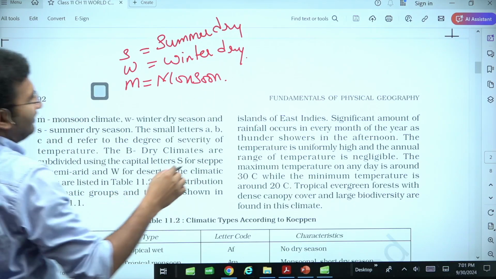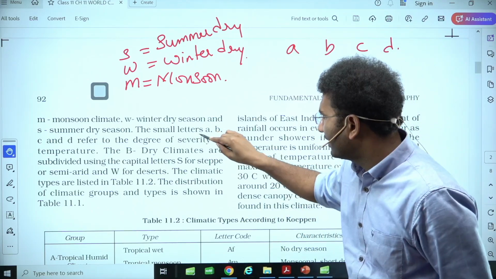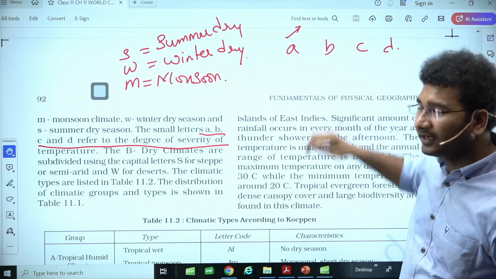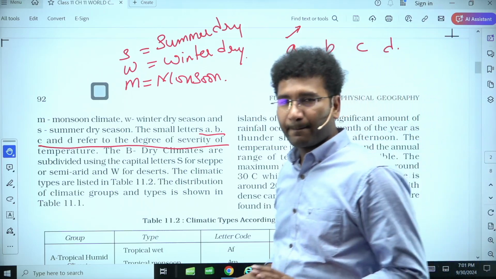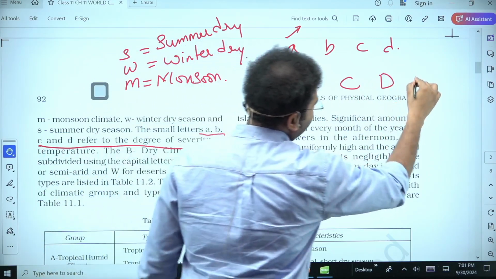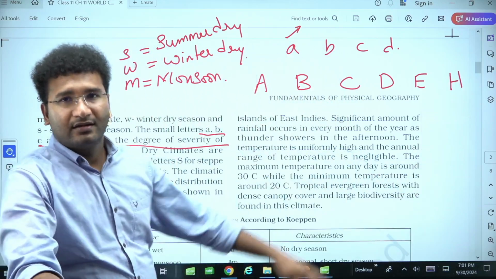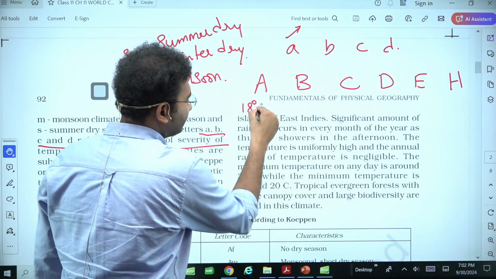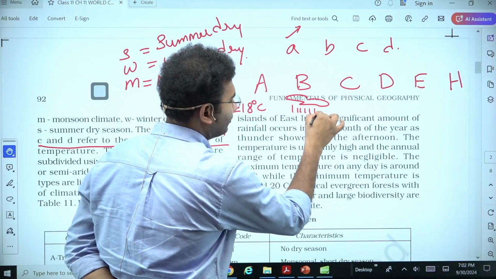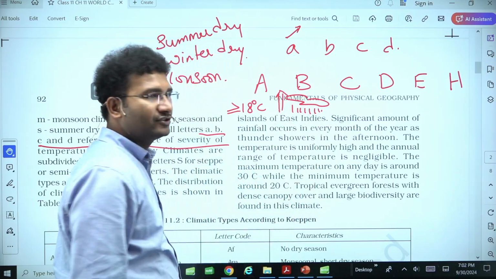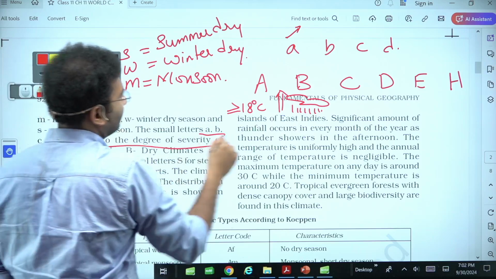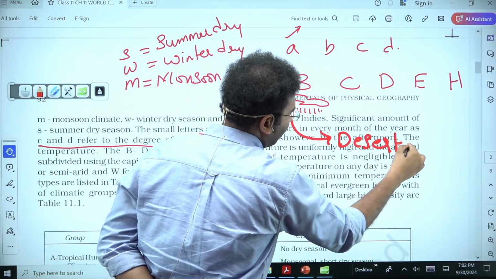And then he has used A, B, C, D. The degree of severity of the temperature: A मतलब ज्यादा टेम्परेचर है, D मतलब कम टेम्परेचर है, ठीक है. And देखो combinations क्या है, you have A, B, C, D, E, H. These are the major. A means 18 degrees Celsius or greater than or equal to 18 degrees Celsius in the coldest month. B means where the precipitation should be less than evaporation, the rate of evaporation should be more than the precipitation. That means where can you find this B type of climate? Can I say that this B type of climate can only be found in deserts? This is found in deserts, cold deserts or warm deserts.